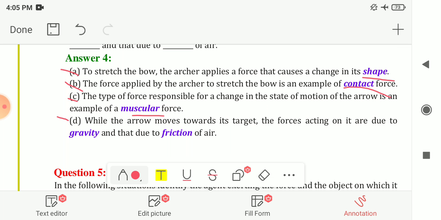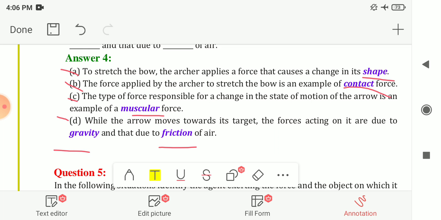Next, while the arrow moves towards its target, the forces acting on it are due to blank, and that due to blank of air. So here your answer is gravity and friction. While the arrow is moving towards the target, the force acting on it is because of the gravity of the earth, and there is also another force, the frictional force with the air. So friction with the air. These forces are acting over there. So here our question number 4 gets over.